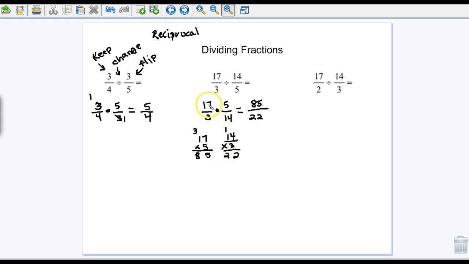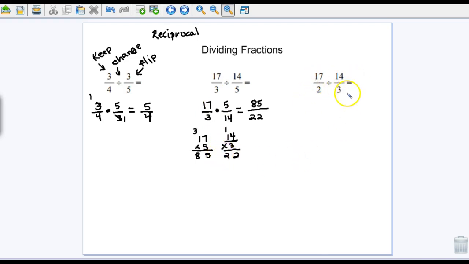Okay, so that was pretty simple, right? No cross canceling. I couldn't find anything. They're all prime numbers, or mostly, except for this one, but the other 3 were prime. So let's do the next one. Actually, I'm wrong. So this one you should have been doing with me.